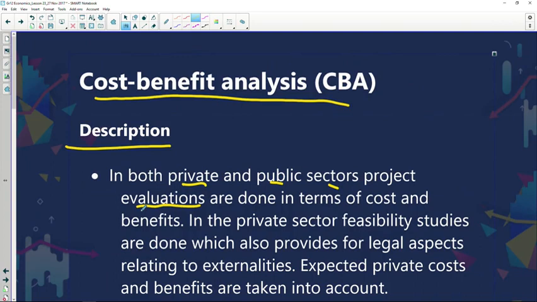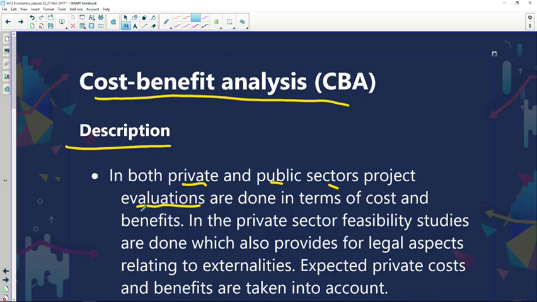So let's begin by explaining what cost-benefit analysis is all about. I'm going to start with the description. So let's go through it. In both private and public sectors, project evaluations are done. You know that we've learned about the private sector and the public sector. We know that the private sector is made up of private businesses and individual firms, and the public sector is managed by government, and you also find the state enterprises which are part of the public sector.